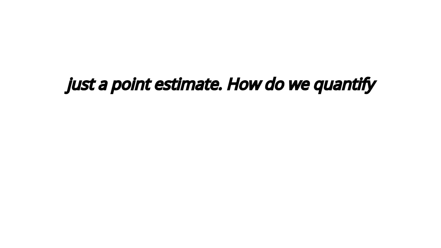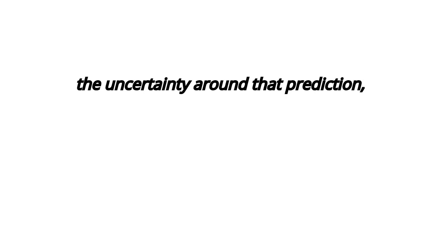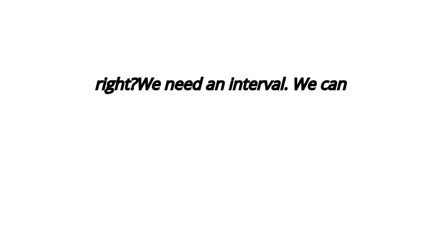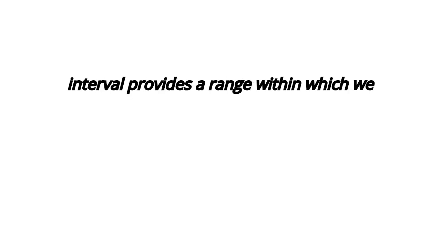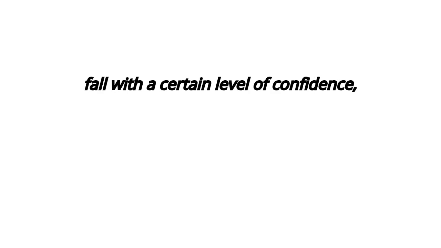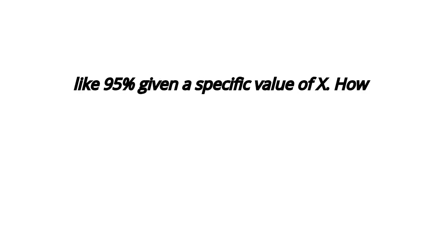But that's just a point estimate. How do we quantify the uncertainty around that prediction? Right. We need an interval. We can calculate a prediction interval. This interval provides a range within which we expect a future individual value of y to fall with a certain level of confidence, like 95%, given a specific value of x.